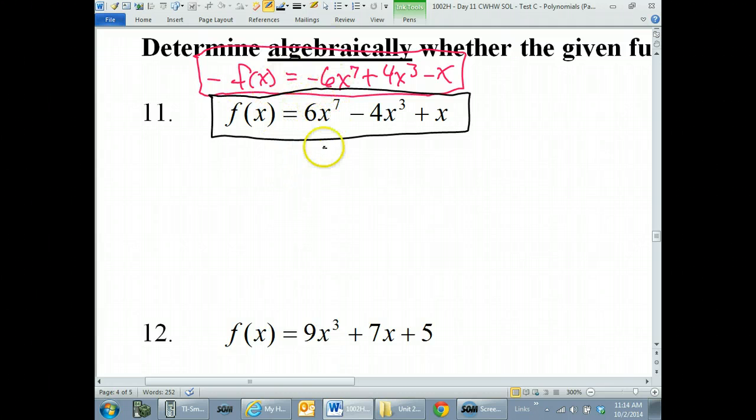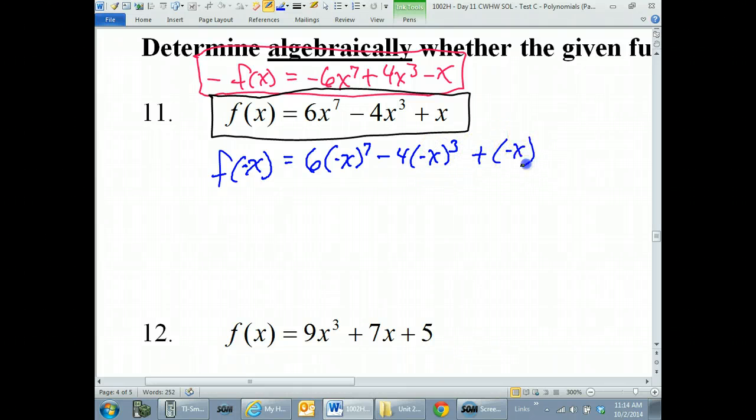Okay, so we have these two. We have the original function and we have the opposite function. Then what do I do now, Fernando? F of negative x. Correct. Now we do f of negative x. Basically, we plug negative x in for everything and see what happens. So this would be 6 times negative x to the 7th power, then minus 4 times negative x to the 3rd power, and then plus negative x. So I'm putting in negative x for everything.